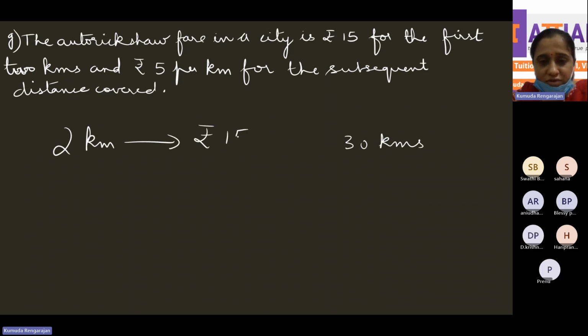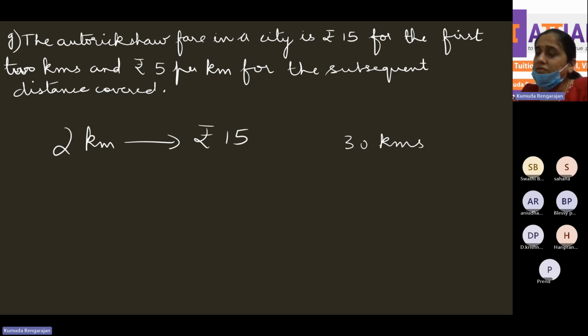That's all. Rupees 15 for the first 2 kilometers. It's not per kilometer, children. It is rupees 15 for the first 2 kilometers, not rupees 15 per kilometer. If you hire the auto rickshaw, for the 2 kilometers, it is a fixed 15 rupees.